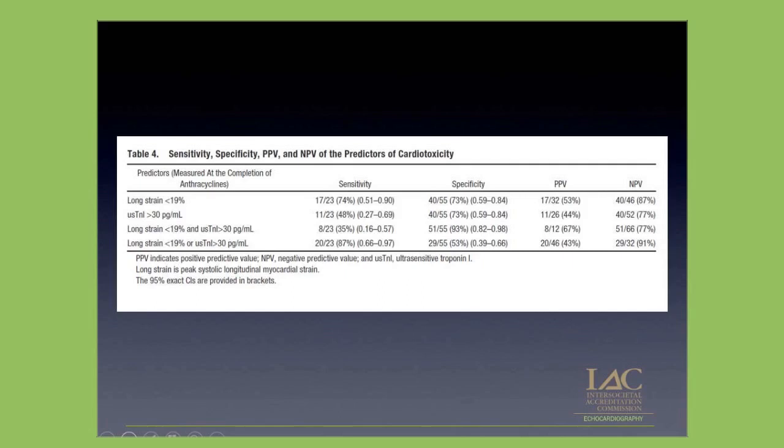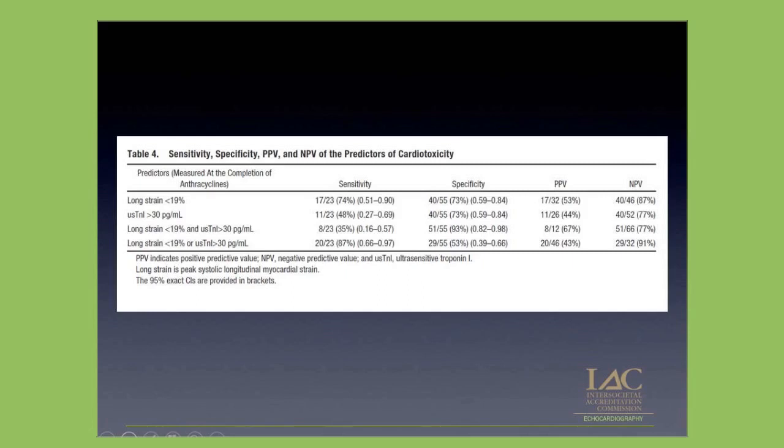So what this means is that if the oncologist has sent a patient to me, and if I have used the GLS, and the GLS is more negative than -19, and if the ultrasensitive troponin I is lower than 30 picograms per ml, then I can tell the oncologist with a certainty of 91% that his patient is fine and that there is no evidence of subclinical LV dysfunction.